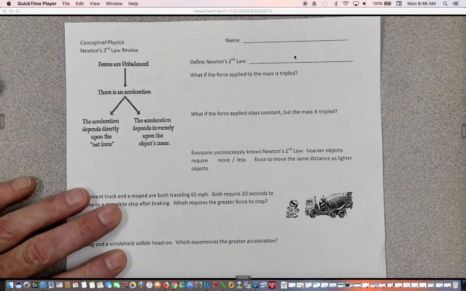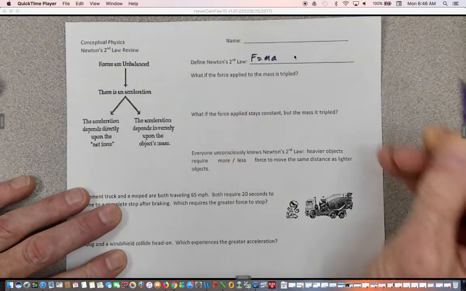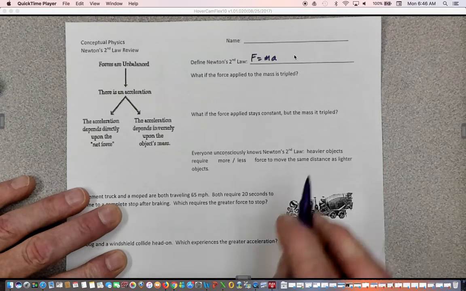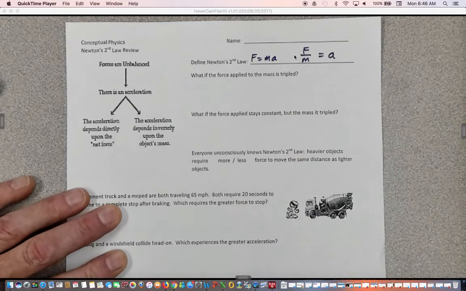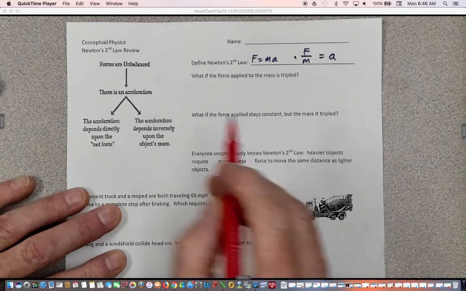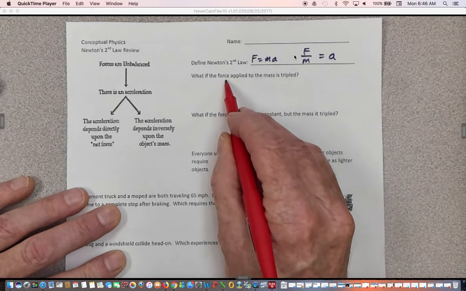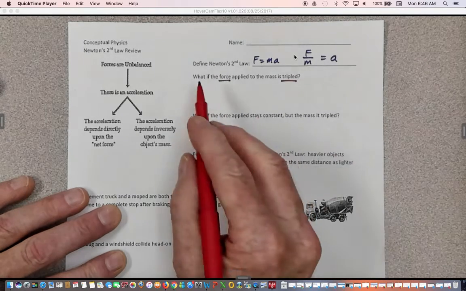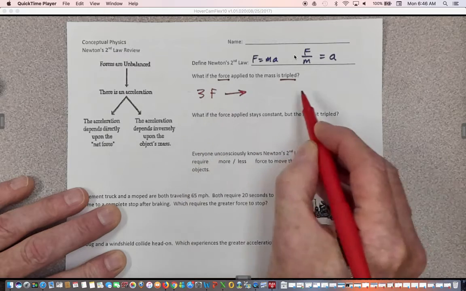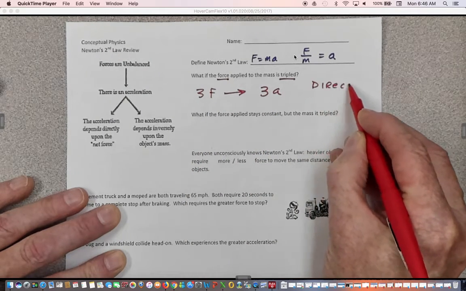Define Newton's second law. His second law was F equals mass times acceleration. Another version, which is quite popular, is F divided by m equals a. That version can tell us a lot. For example, if you look at the next question, if the force is tripled, underline those. So if you triple your force, your acceleration will triple because it's a direct relationship.